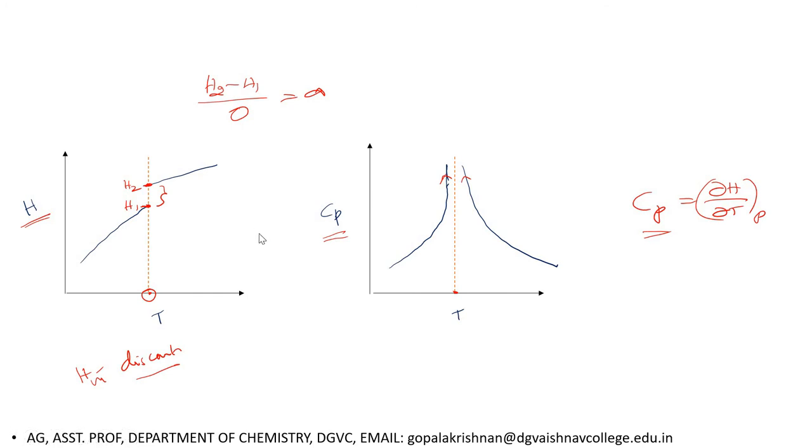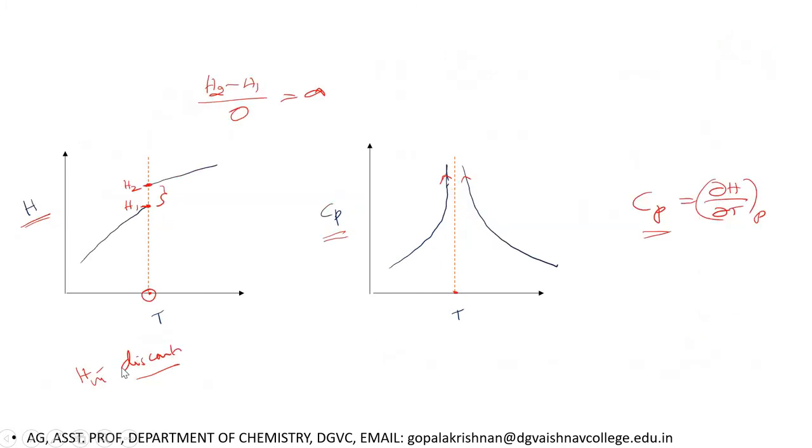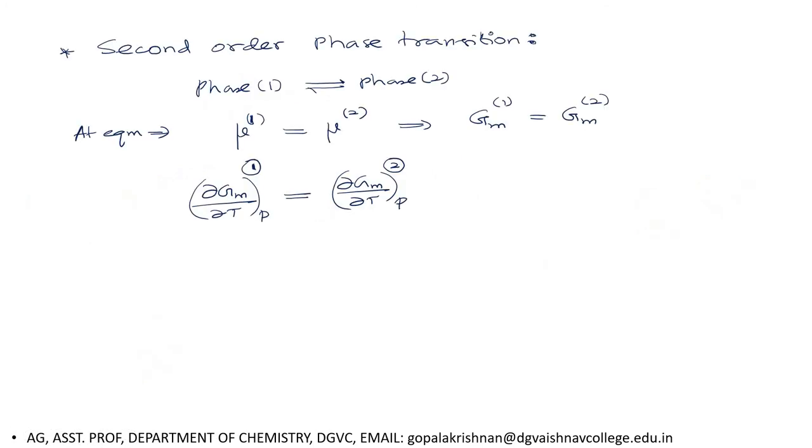So these are some of the important conditions for first order phase transition. For first order phase transition, molar Gibbs free energy should be continuous. Molar volume, molar entropy, and molar enthalpy should be discontinuous. And if you plot Cp versus T, at the equilibrium temperature this curve will go to infinity. Now what about second order phase transition?